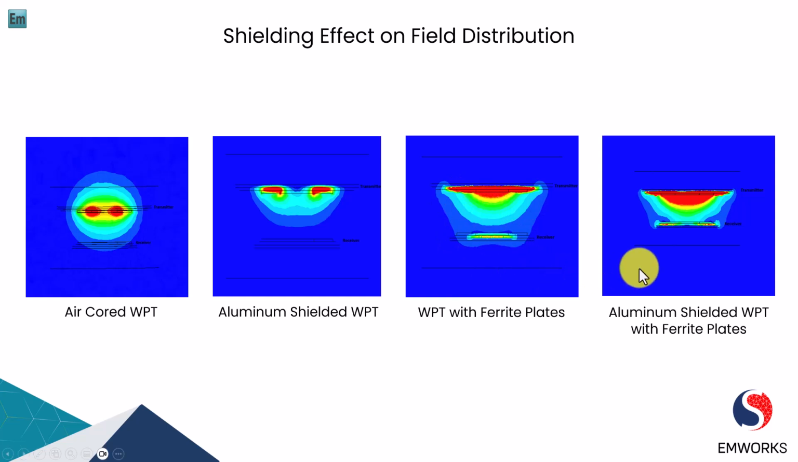Finally, we have aluminum shielding of the system with ferrite plates. The combination of aluminum and ferrite plates provides the best of both worlds, resulting in a highly concentrated magnetic field around the receiver coil. This effect of shielding helps us to reduce the power losses, protect the human body and electronic devices from electromagnetic interference, and also helps us to increase the coupling coefficient between both sides of the wireless charger.